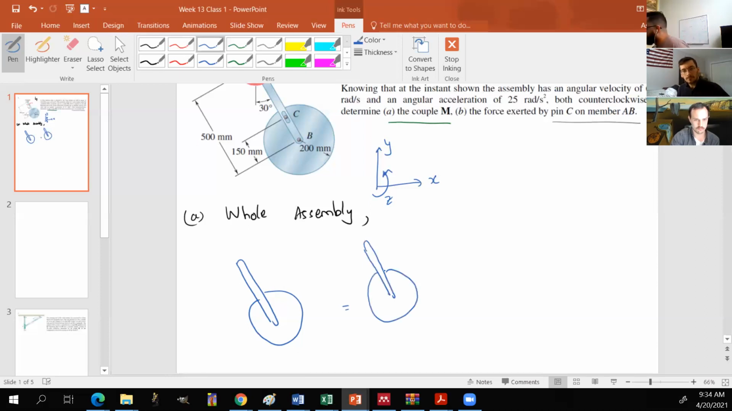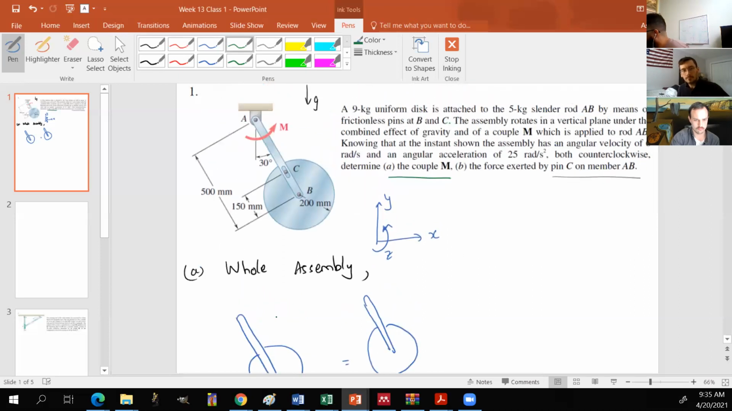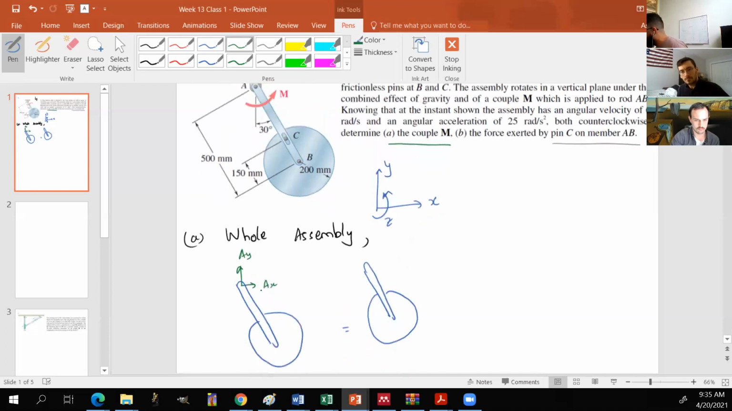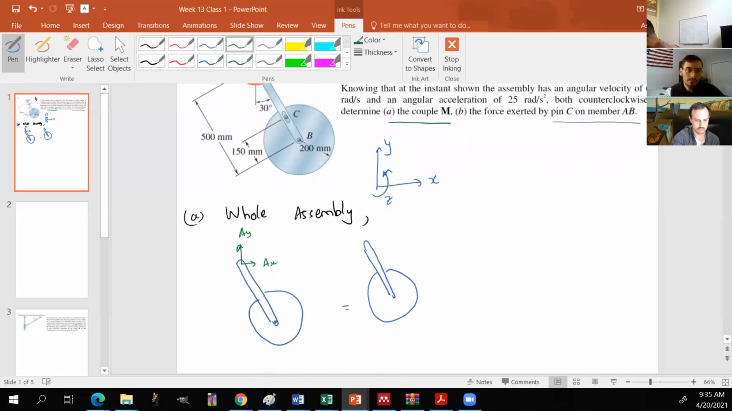All right. Then for all the forces that are acting on the body, with the pin on top, you're going to have the reaction forces, right? So you'll have AY and AX. You will have the weight of the disk, so let's call that WD. You will also have the weight of the rod, let's call that WR. You have your applied moment, right there.